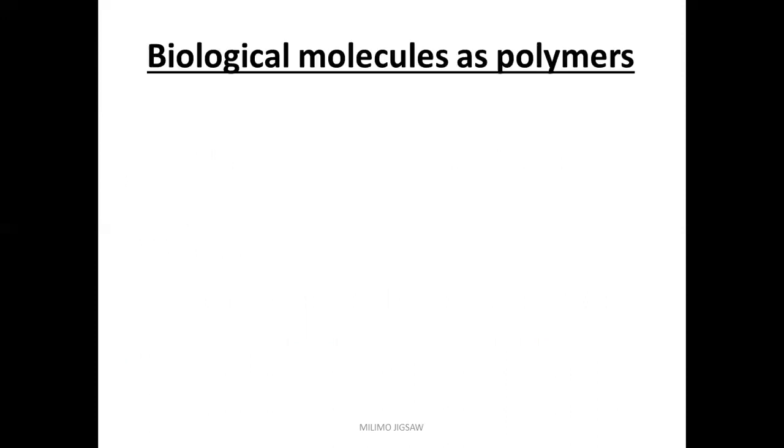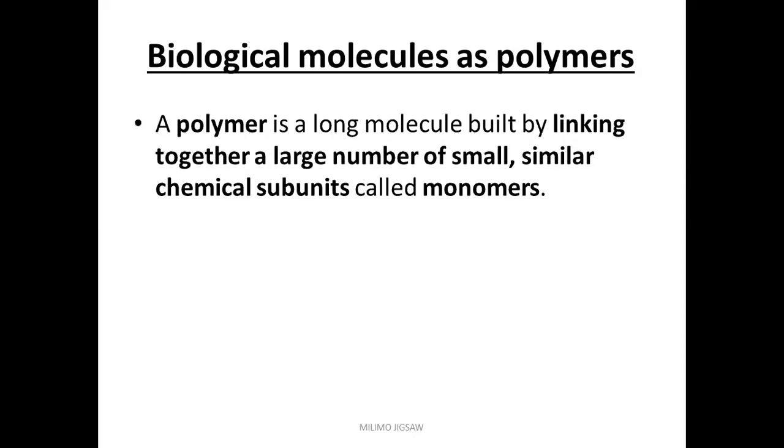And the other part that we need to look at is biological molecules as polymers. When we look at the term polymer, it is a long molecule that is built by linking together a large number of small and similar chemical subunits that we call monomers. So a polymer is made up of small subunits called monomers.